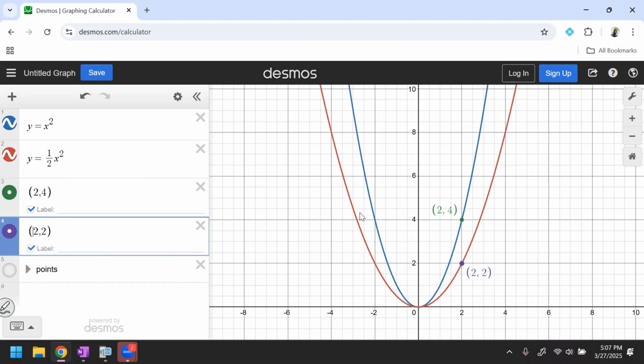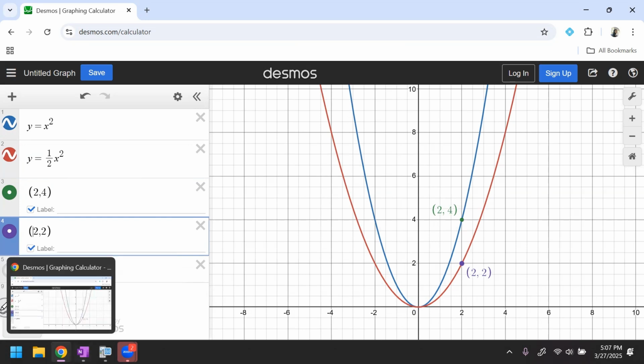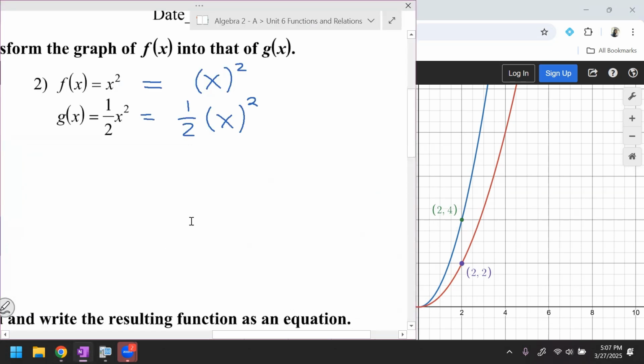There it is. So this point here has been shifted, or not shifted, but rather squished downwards vertically, which is why this is a vertical compression of factor 1/2.